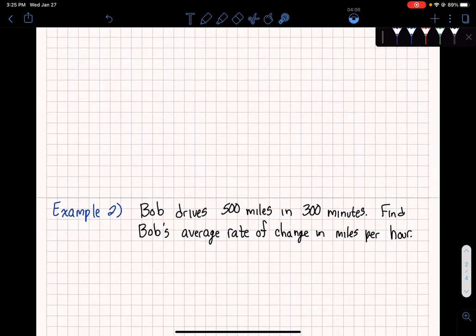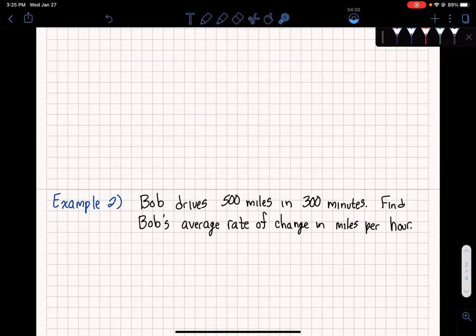All right, so I have one more example over here. This one's a little bit different. This one's not going to have an unknown variable, but this is a good everyday problem that I want to talk about. So let's read this one here. Bob drives 500 miles in 300 minutes. Find Bob's average rate of change in miles per hour.